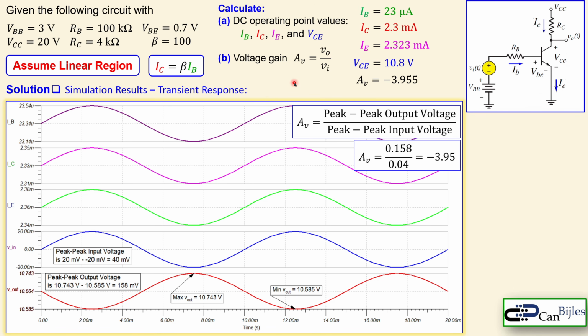Alright guys, this is for our first example about the BJT amplifier, considering the very simple circuit and also the DC and AC analysis separately.